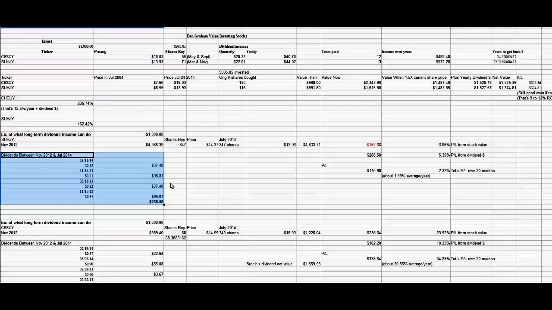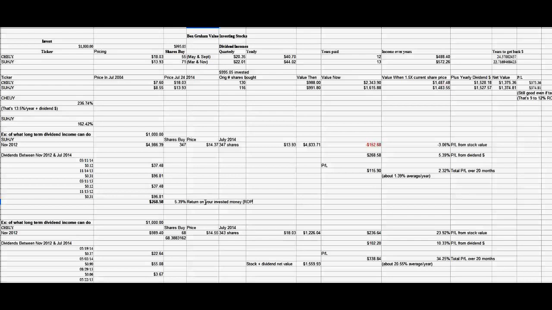And then you can say, okay, between November 2012 and July 2014, you made $258 in dividend income from your $1,000 investment. And then, of course, you figure, okay, your $1,000 investment up there is $268, that's 5% or so.